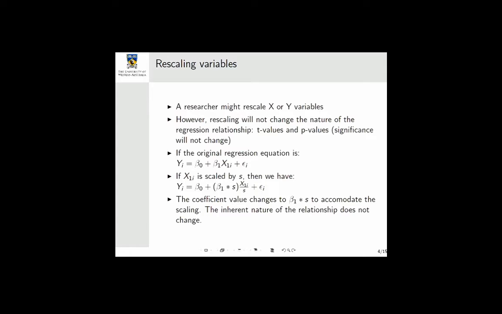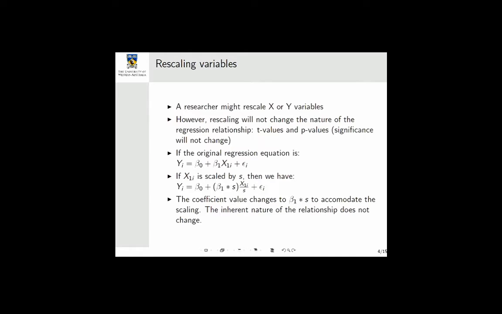So the numbers might change in terms of the coefficient size and so on, but the nature of the relationship, what the regression model is telling you, is not going to change. If it did, we would be in trouble, right? Because scaling is redefining units. And if you redefine units and the answer changes, then that obviously isn't something useful. So scaling doesn't do that.